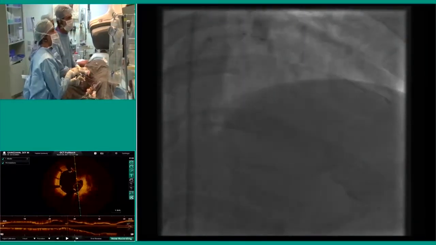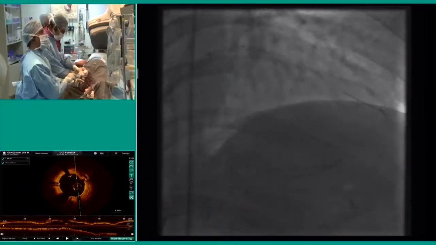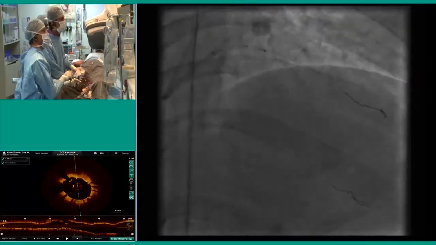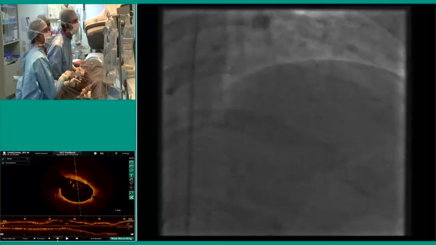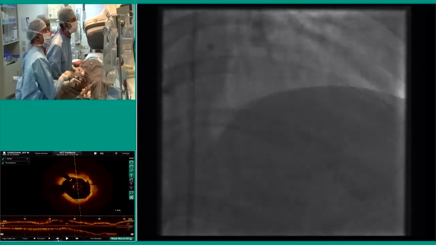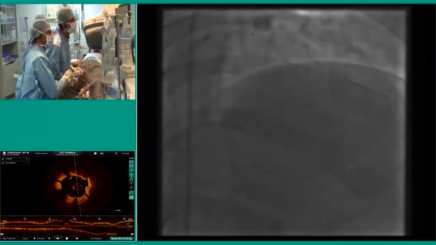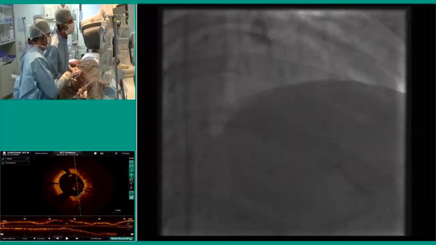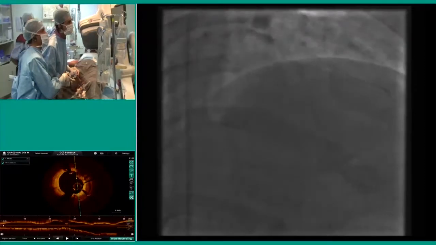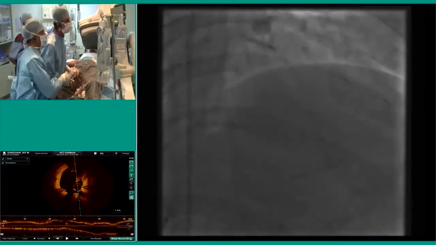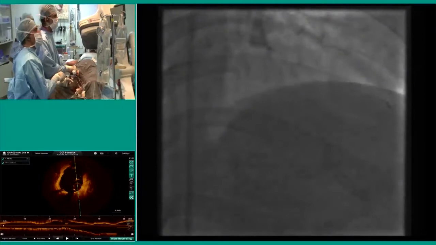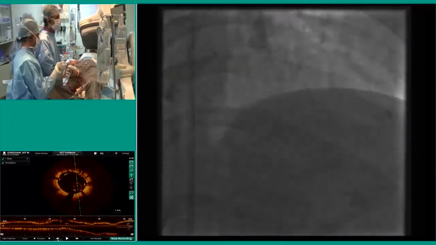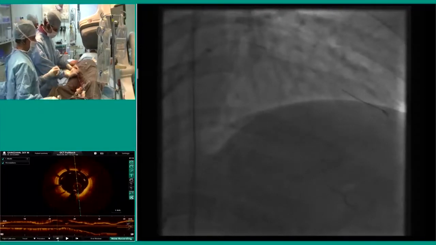Can you do a stent boost now, please? It's too much outside the stent. Yeah, go up: 20, 22, 24, 26. So we've gone 26 atmospheres proximally and 12, 14, 16 atmospheres distally. Take a picture now.